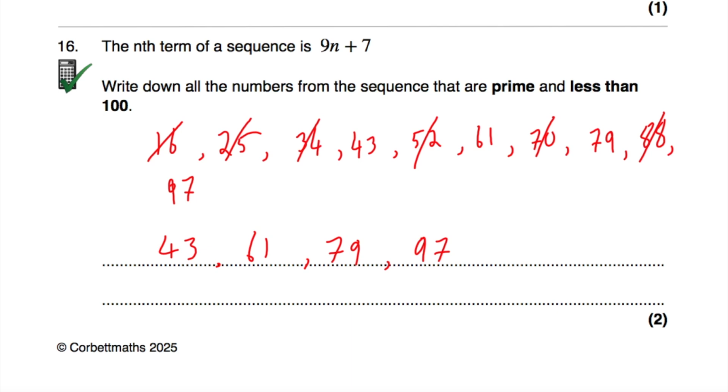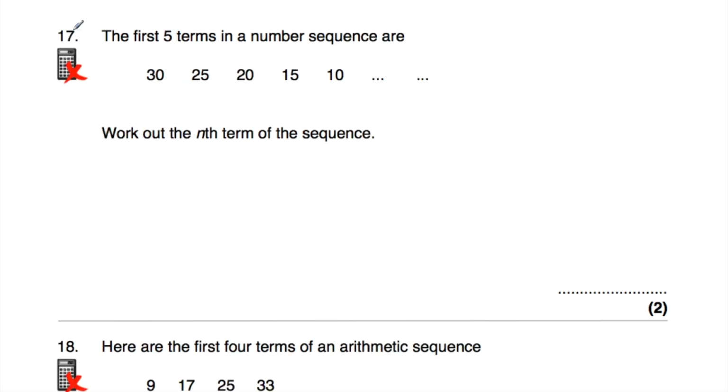Okay, let's look at our next question, question number 17. We're told the first 5 terms in a number sequence are 30, 25, 20, 15, and 10. And we've been asked to find the nth term of this sequence. So in this sequence, the terms are getting smaller by 5 each time. They're going down by 5 each time.